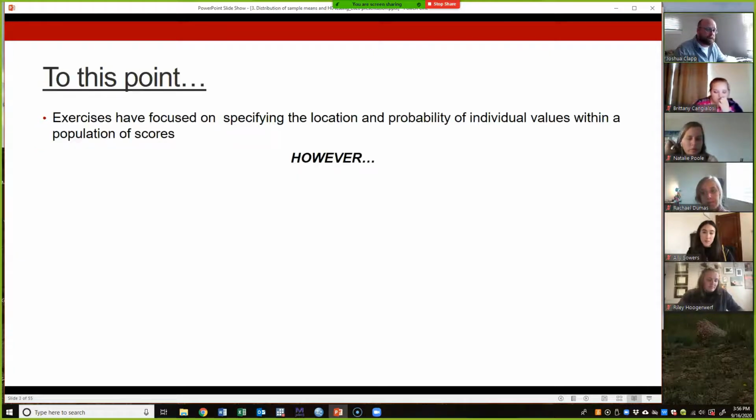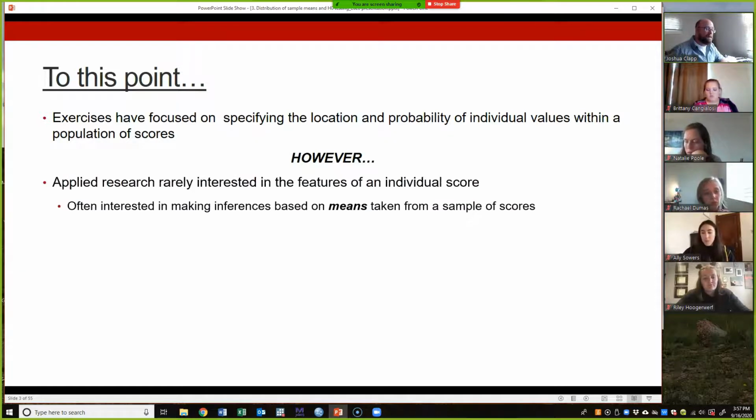So up to this point, everything that we've done has really focused on identifying the location and probabilities of values within a certain population of scores. So I've got a population of scores. What's the likelihood of identifying a value of this or higher, or that or lower? So to some of our z-score stuff that we're doing, right? I've got a population with a mean of 100, standard deviation of 15. This specific score has a z-score of 1.96. What's the probability of identifying a score at this level or higher, or at this level or lower, that type of thing, okay?